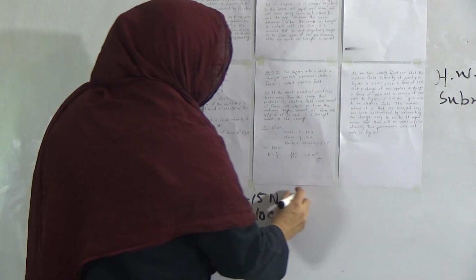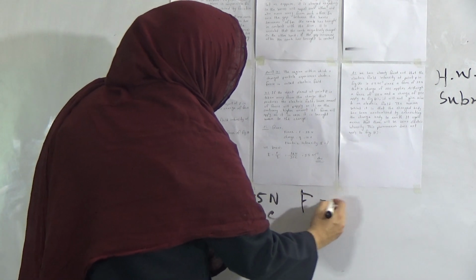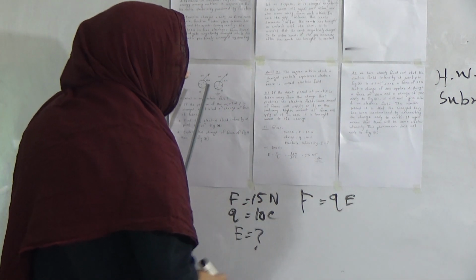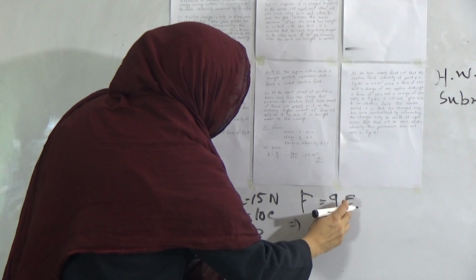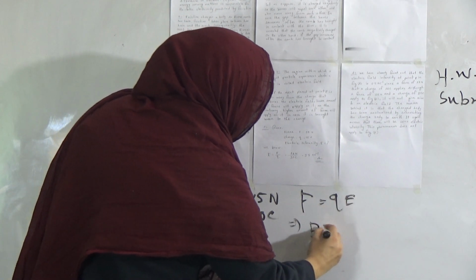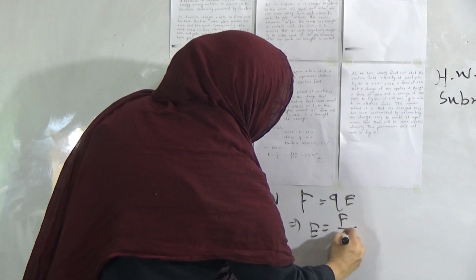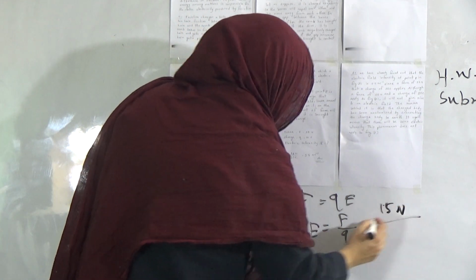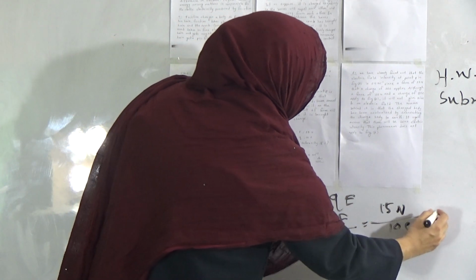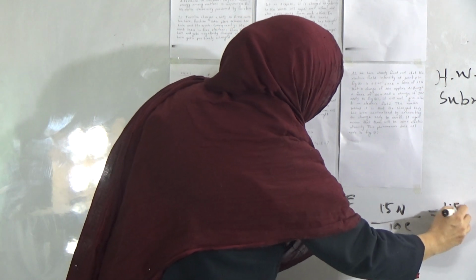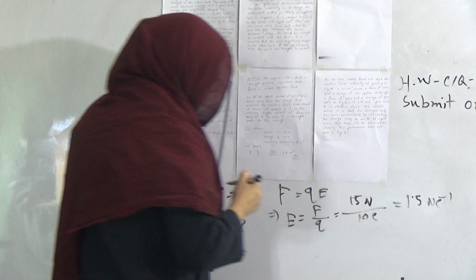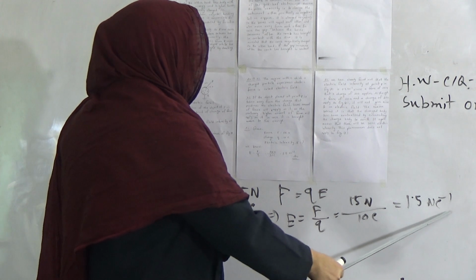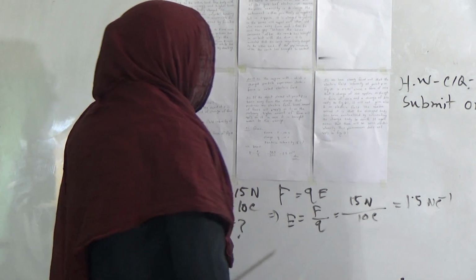So we know F equals QE. By using this formula we can solve this mathematical problem. F equals QE. Here we have to find the value of E. So E equals F divided by Q. Now put the values. F is 15 Newton and Q is 10 coulomb. So it will be 1.5 Newton per coulomb. The unit of electric field intensity is Newton per coulomb. So the answer is 1.5 Newton per coulomb.